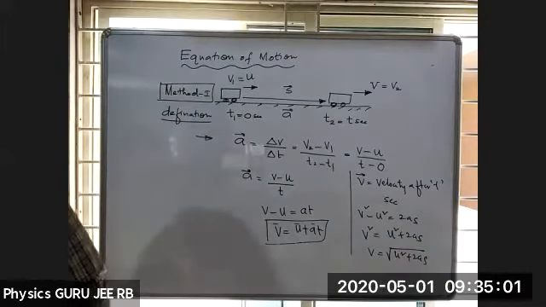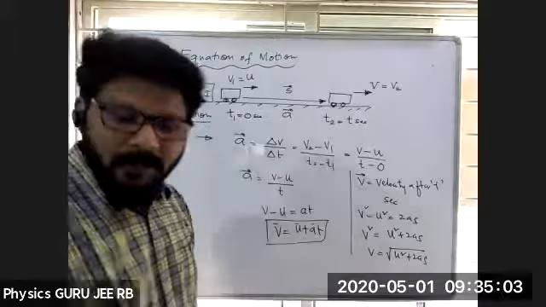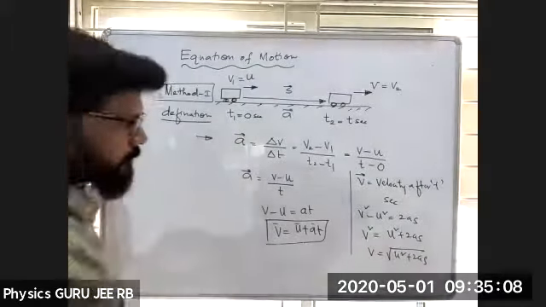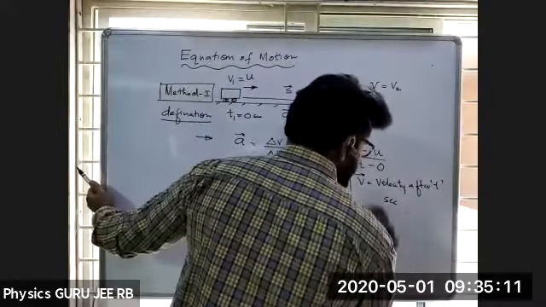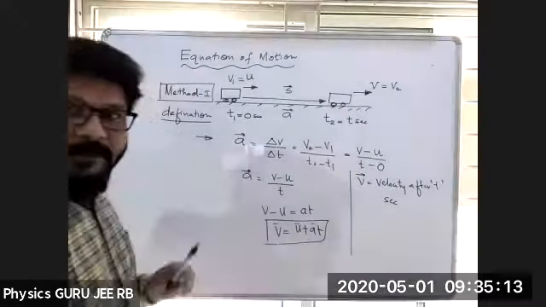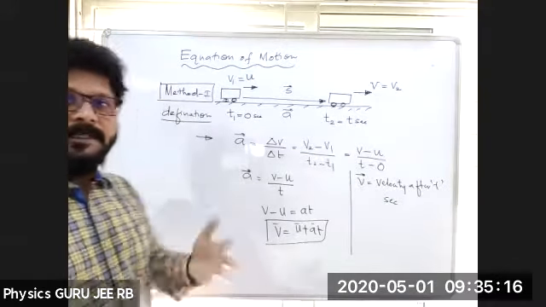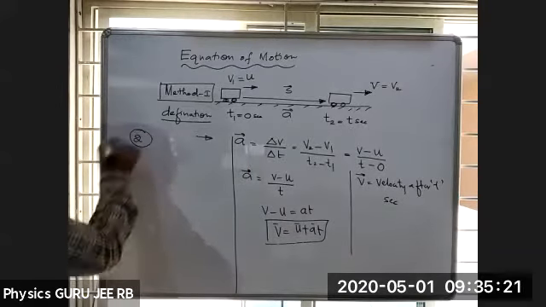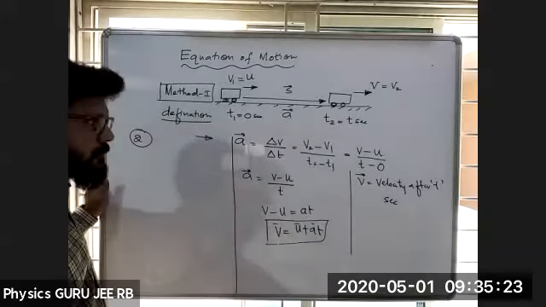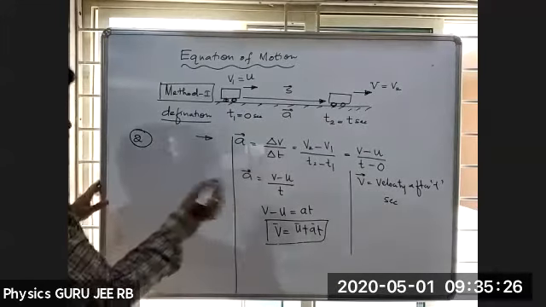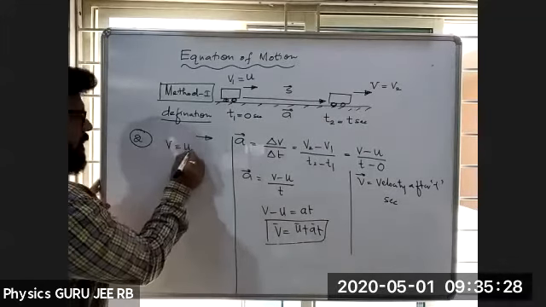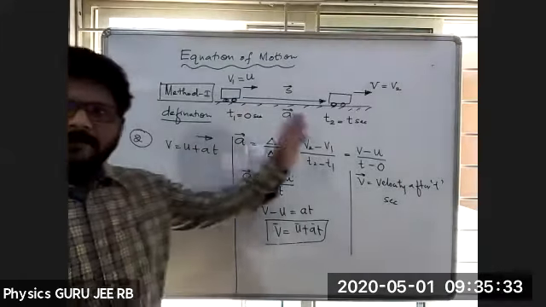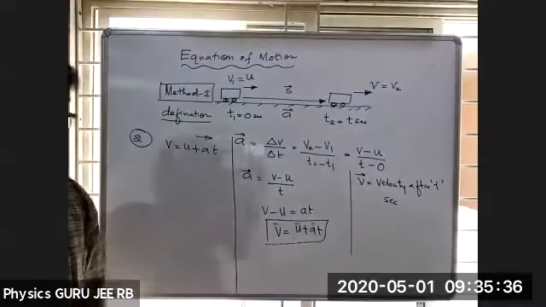Fine. Next, if I want displacement after t seconds, the second kinematic equation is said to be displacement after t seconds, right? So the first thing is, we know that v is equal to u plus at. Let me take the same example, v is equal to u plus at.